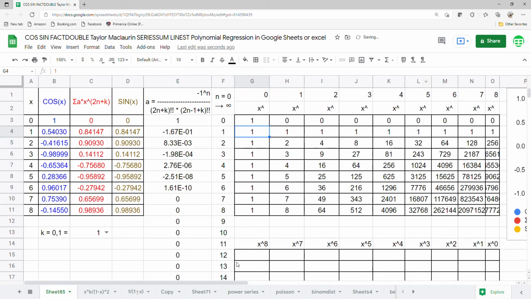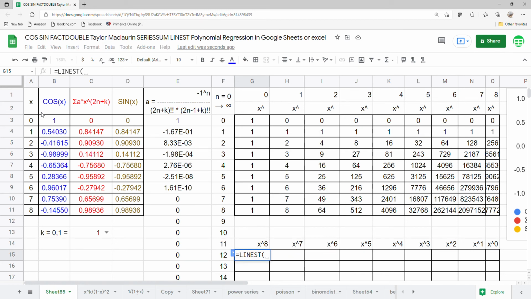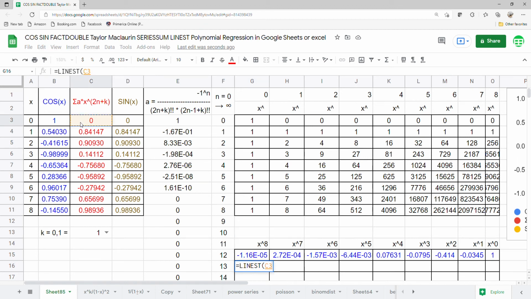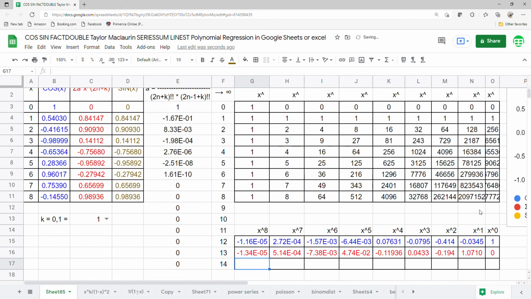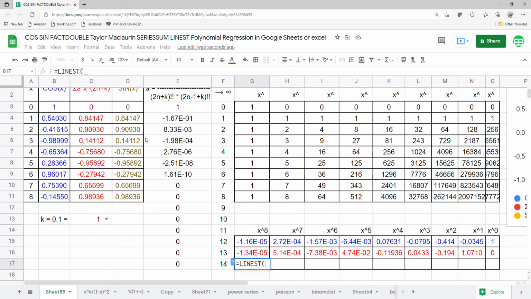Now we calculate LINEST. LINEST starting with cosine. So data y and data x. Then the expansion. LINEST data y and data x. And finally the sine, which is LINEST data y and data x.